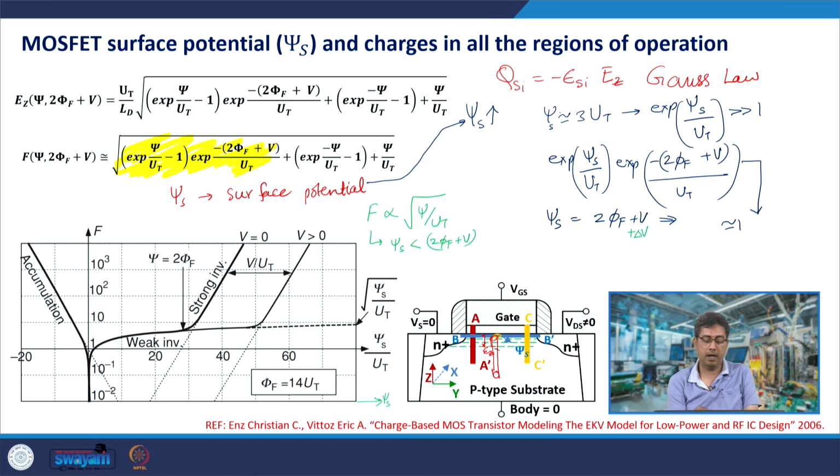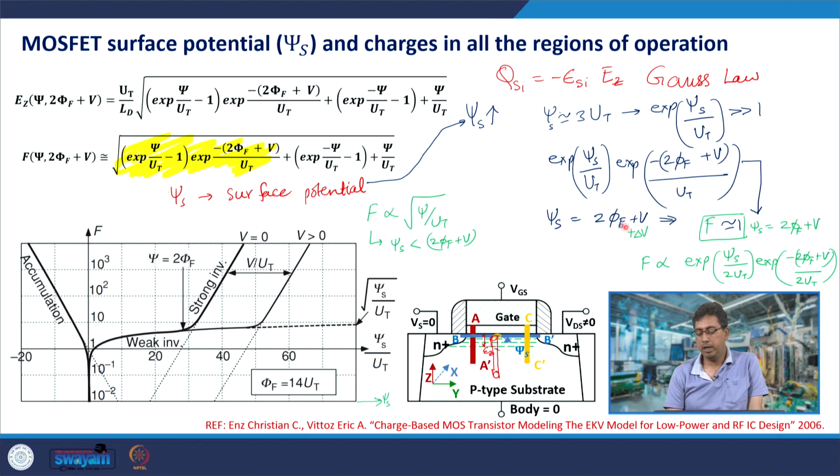Now, as you increase chi s, f would approximately be equal to 1 when chi s is equal to 2 phi f plus v, and f would be proportional to exponential chi s by u t, exponential minus 2 phi f. So, when chi s becomes larger than 2 phi f plus v, soon it outgrows the value of chi s by u t, and because this is an exponential function, you will soon find that the other terms are negligible and it is only this term which matters.